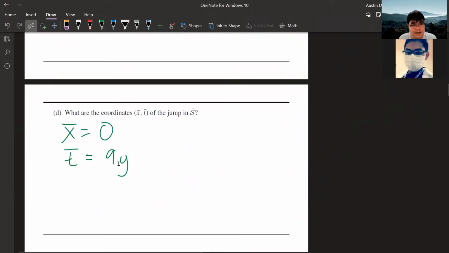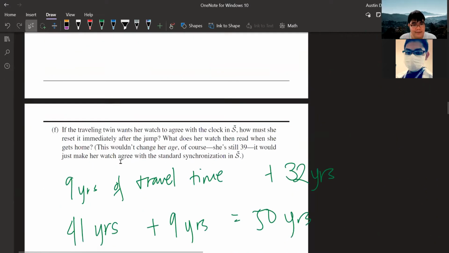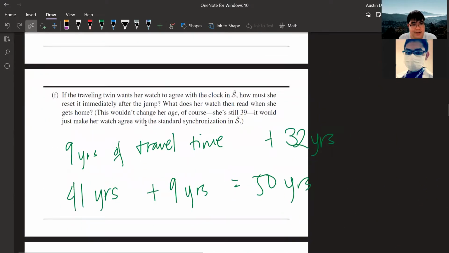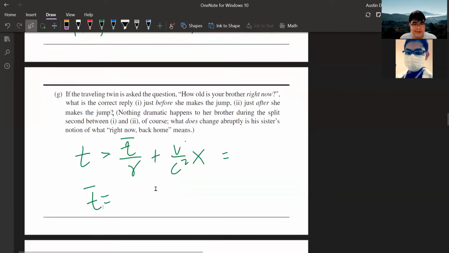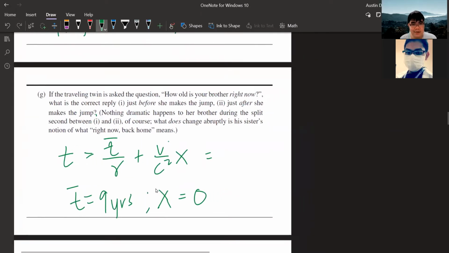Ang T tilde natin would be, okay, coordinate of the jump, 9. Kasi ayun yung tinatanong. Before the jump ang tinatanong. So, 9 years. Before 9 years. And then, X. What is X? Siyempre, position ng kapatid niya. 0. Tama? Di ba? Kasi tinatanong ko ilang taon yung kapatid niyang lalaki. Therefore, ano gamma natin? 5/3.